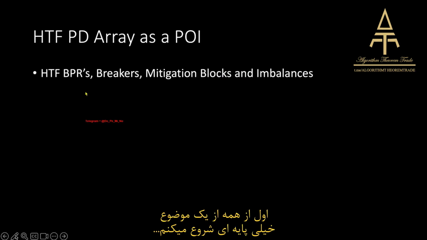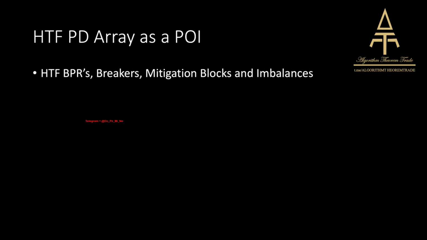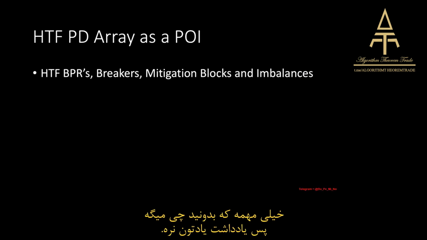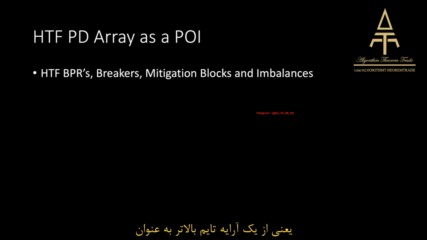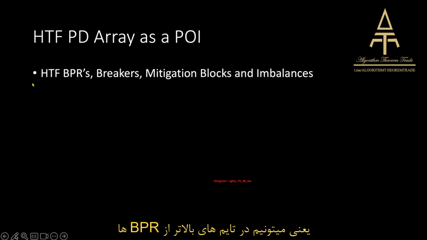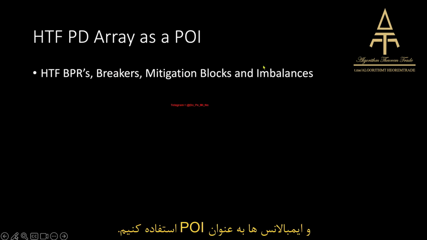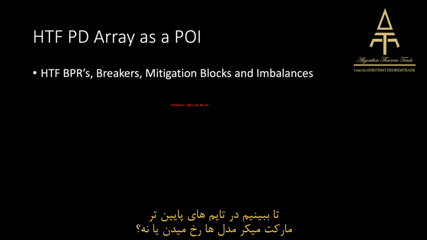First of all, we're going to start with something very basic, but it is important that you understand this. So take notes. Higher time frame PD array as a POI, which means that we will utilize a PD array on a higher time frame as a point of interest. So what this could mean is the following. We could utilize higher time frame balanced price ranges, breaker blocks, mitigation blocks, and imbalances as points of interest on the lower time frames to see whether or not market maker models can unfold from them.